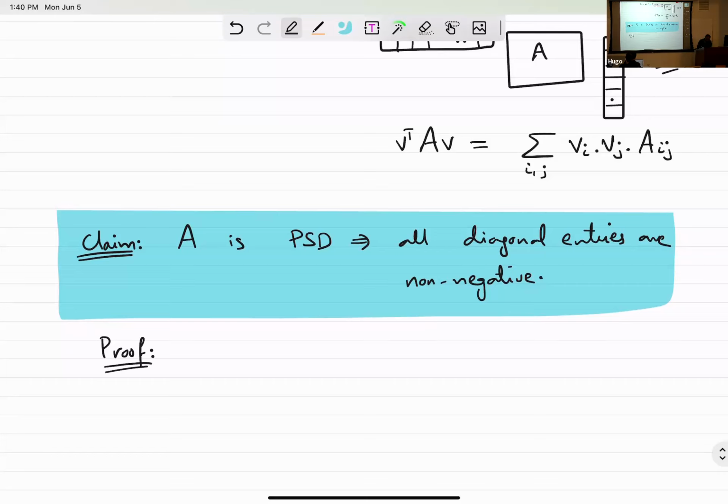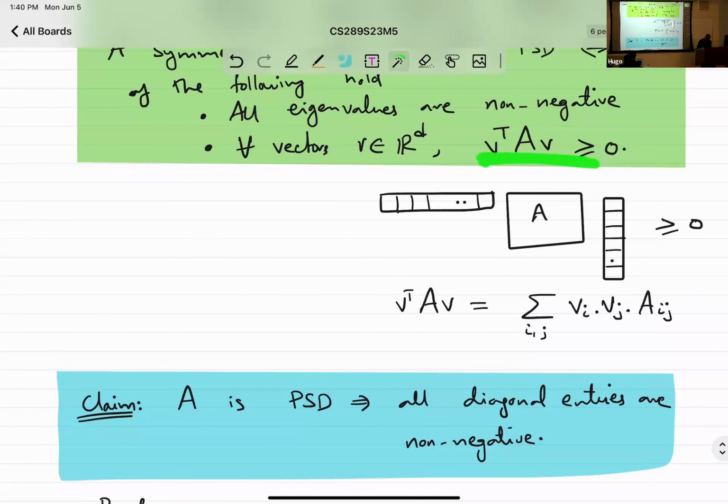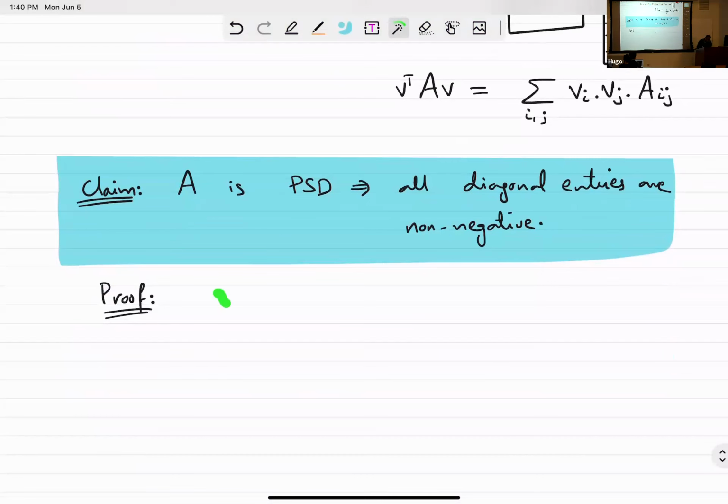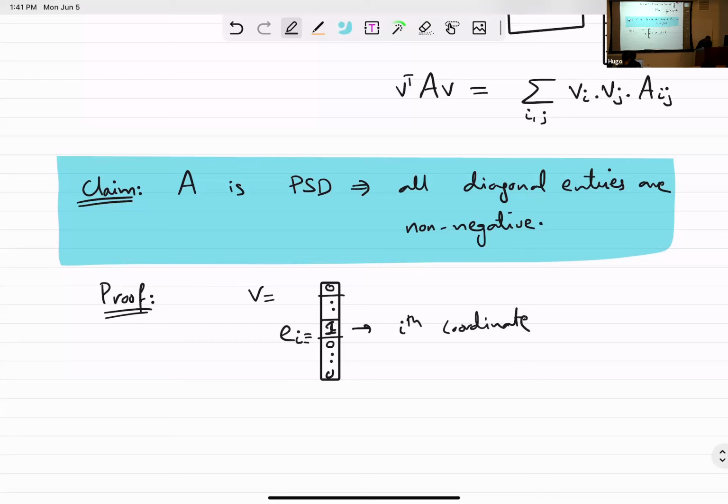Exactly, right? So this inequality holds for every v. I can put in any vector v here, right? So apply it with v equals the vector which has zeros everywhere except in the ith coordinate, where it is 1. This is the standard basis vector e_i. Then we have e_i transpose A times e_i is A_ii, which we know is non-negative.